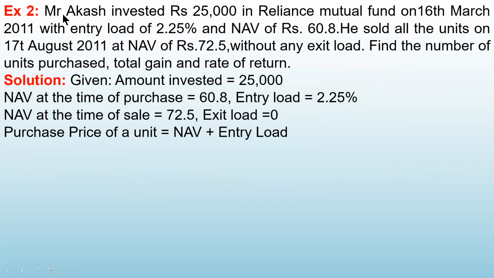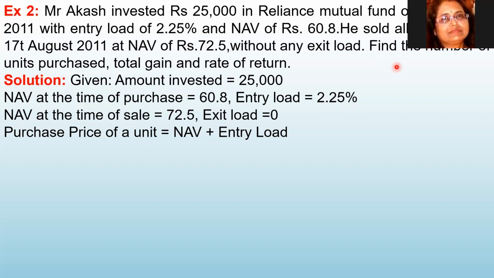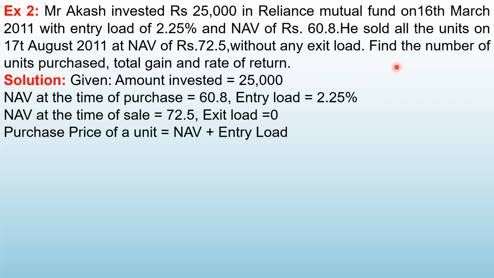Look at this question. Mr. Akash invested rupees 25,000 in Reliance Mutual Fund on 16th of March 2011 with an entry load of 2.25%. Here, in this problem there is an entry load, and the NAV was rupees 60.8. Then he sold the units on 17th August at an NAV of rupees 72.5. When he bought, the NAV was 60.8, and when he sold the units, the NAV was 72.5.